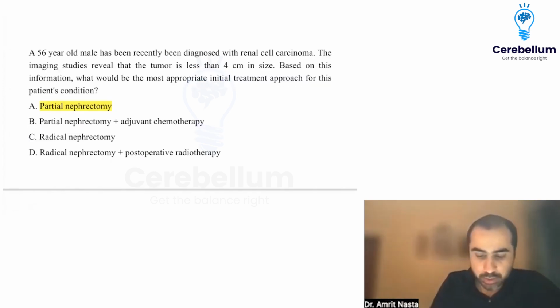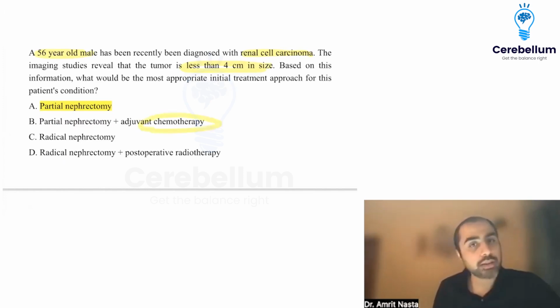Okay. Let's see this one. 56-year-old male recently diagnosed with RCC and the tumor is less than 4 centimeters in size. What would be the most appropriate? Why not partial nephrectomy with chemotherapy? ये क्यों नहीं है? Normally we do that ना, nephrectomy or whatever with chemotherapy. Why no chemotherapy option here? यहाँ पर क्यों नहीं कर रहे हम chemotherapy?